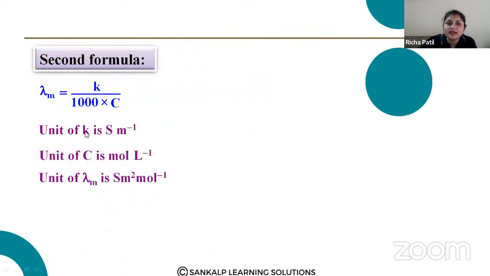Next, the second formula which can represent molar conductivity is lambda m equals K by 1000 into C.